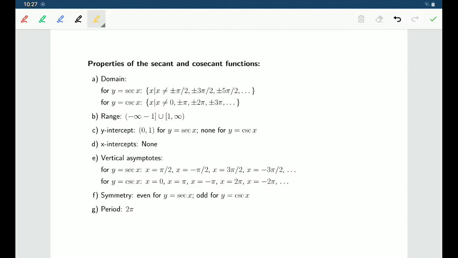Neither of the two graphs has x-intercepts, and we know, of course, the symmetry is the same. Since cosine is even, so is secant. Since sine is odd, so is cosecant. And both graphs have a period of 2 pi because sine and cosine both have a period of 2 pi.